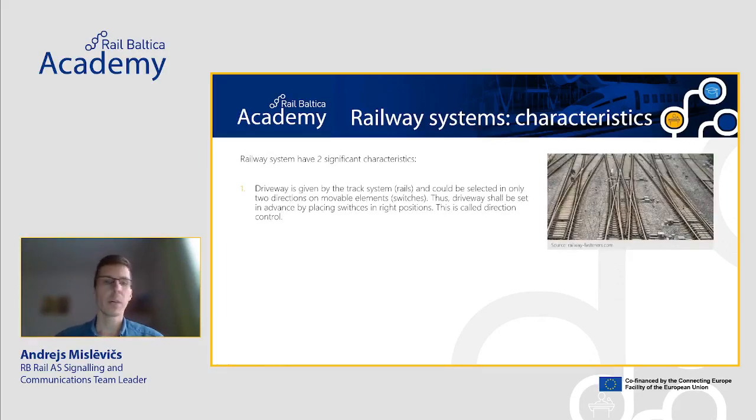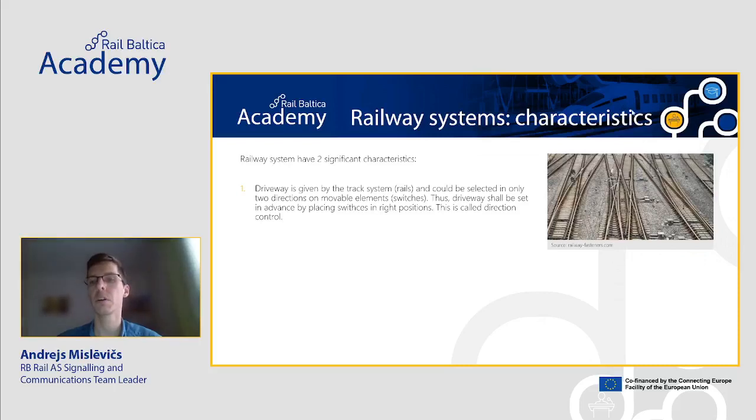If we look at the railway as a transport system, we notice that there are two significant characteristics. The first one is that the driveway is given by the track system, by rails, and the driveway could be selected in two directions only on movable elements, which are called switches or turnouts. Thus, the driveway shall be set in advance by placing switches in right positions. This is called direction control.